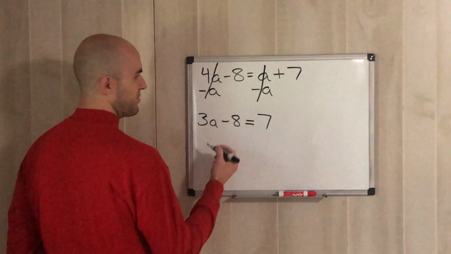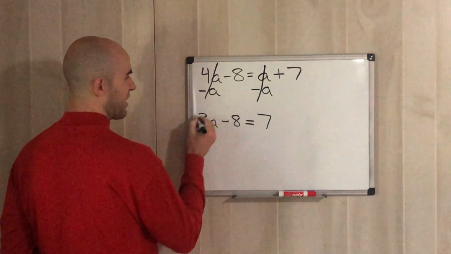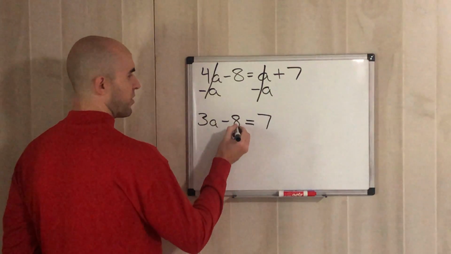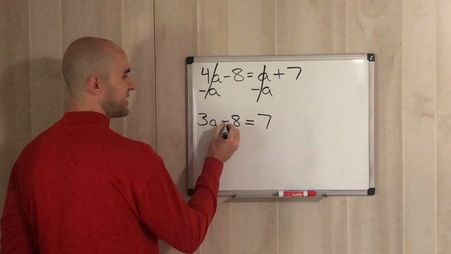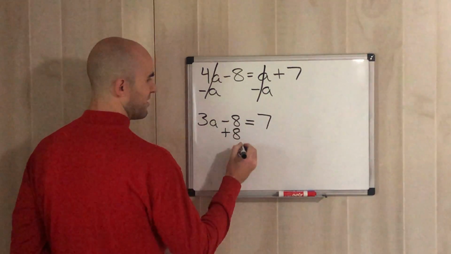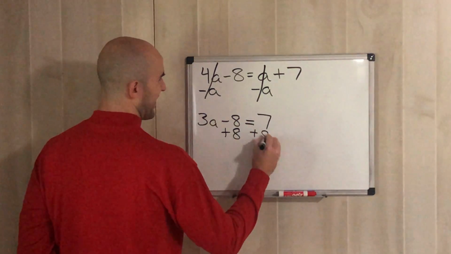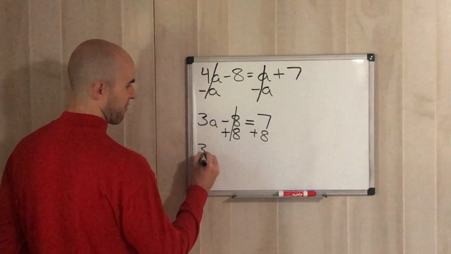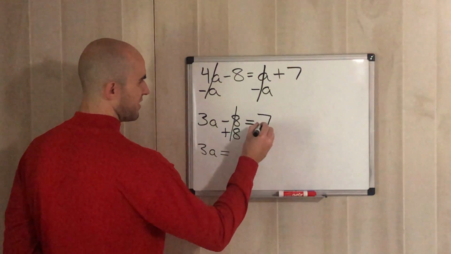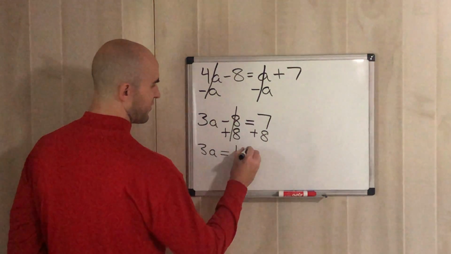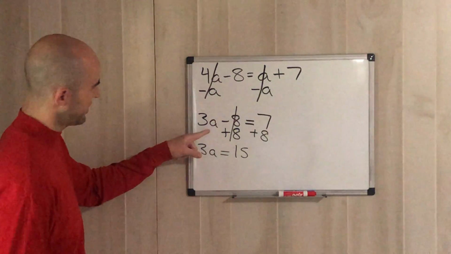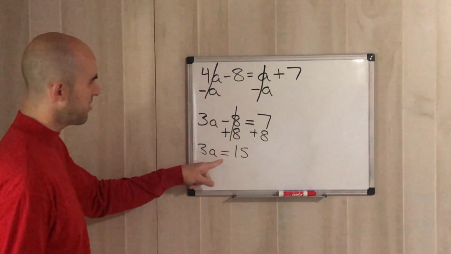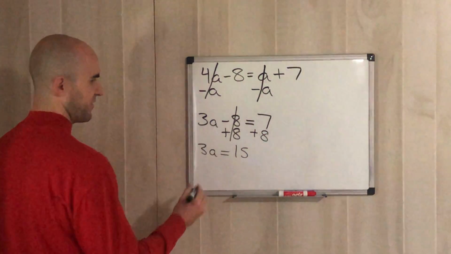And now once you're here, same thing you guys have done. Save anything with the variable for last. So we'd want to get rid of the 8. Opposite of a negative is a positive. So add 8 here, add 8 there. The 8's right here cancel out. So we're left with 3a equals 8 plus 7 gives us 15. And again, all I did, brought down the 3a, brought down the equals. 7 plus 8 gives us 15.